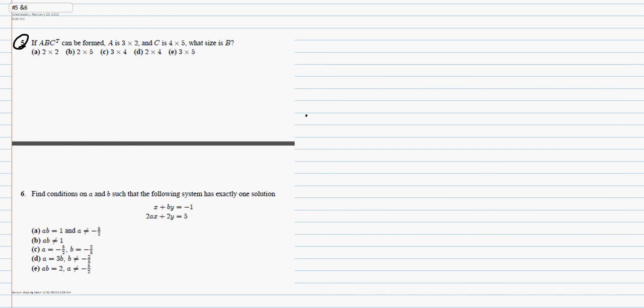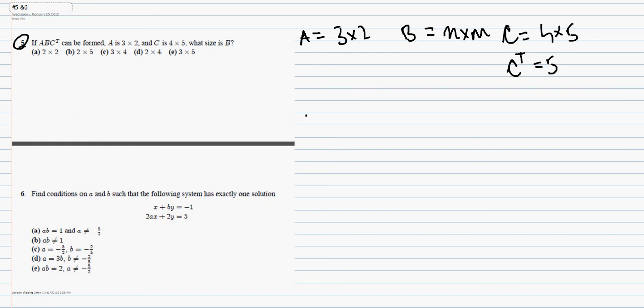The question's asking, so we have this matrix A, and it's the size of 3 by 2. We have this matrix B, it's the size of n by m, just random variables I'm using. And we have a matrix C, which is size 4 by 5. I'm just going to write down the transpose of that, which is going to be the opposite, right? So it's going to be 5 by 4.